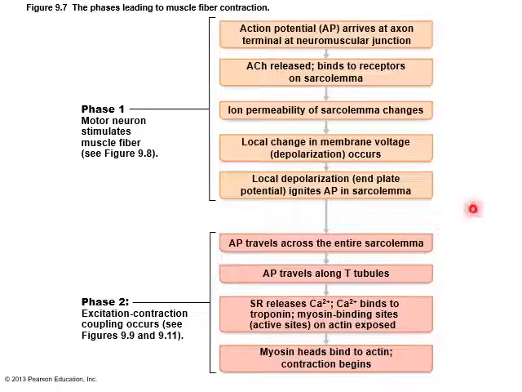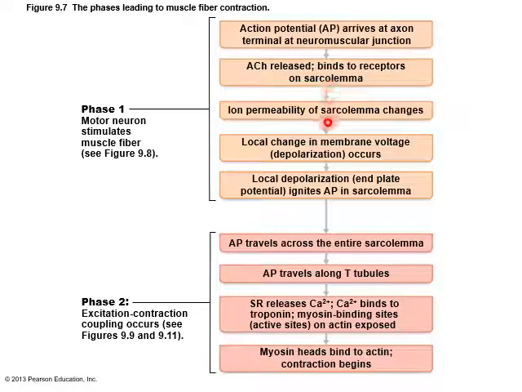So let's just back up and review some of the steps that we talked about already. The action potential arrives at the axon terminal at the neuromuscular junction. This is the first phase. This is where the muscle cell is actually stimulated. Acetylcholine is released. It binds to receptors on the sarcolemma. Those are your acetylcholine receptors. Remember, sarcolemma is the cell membrane of the muscle.